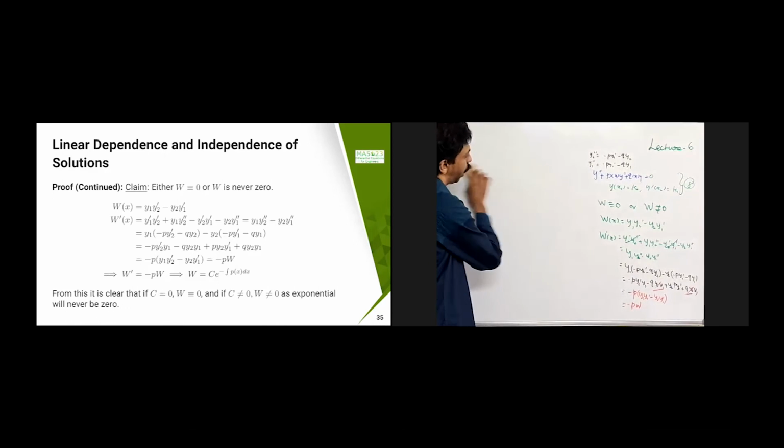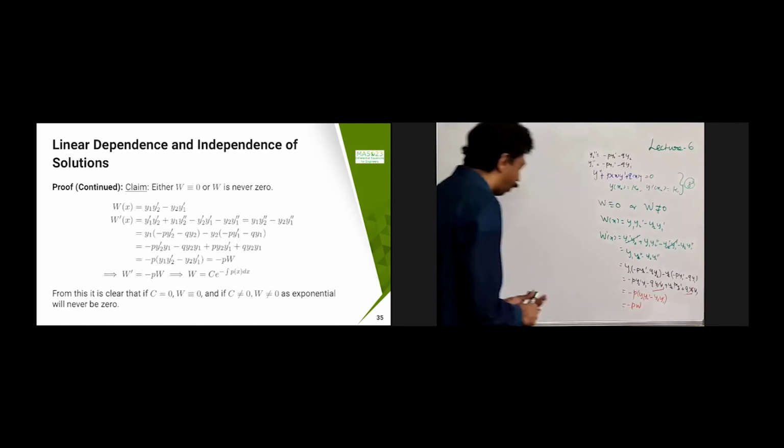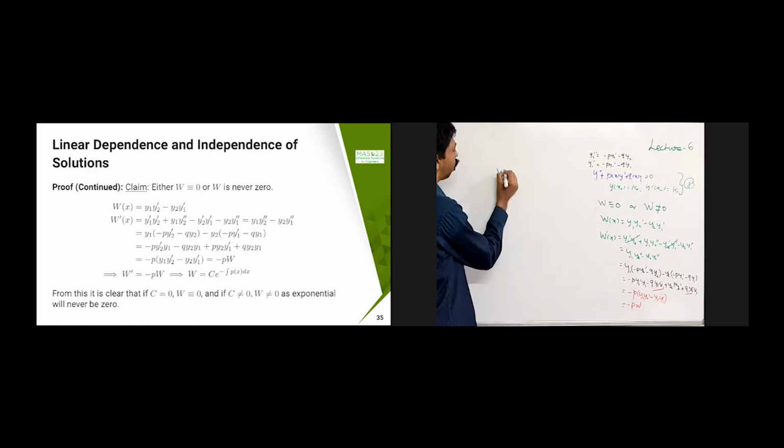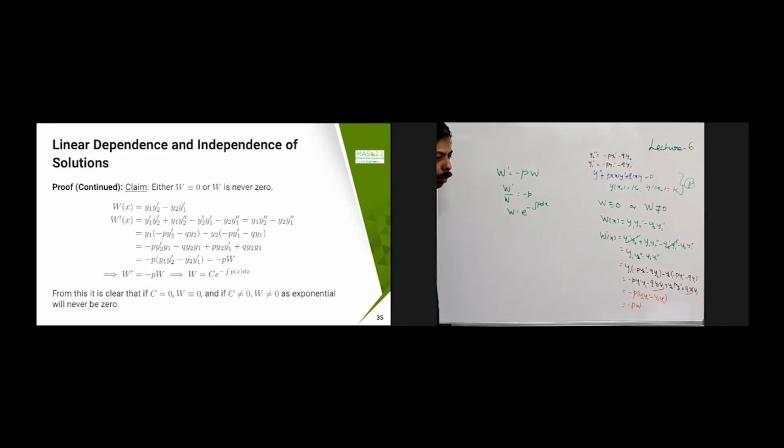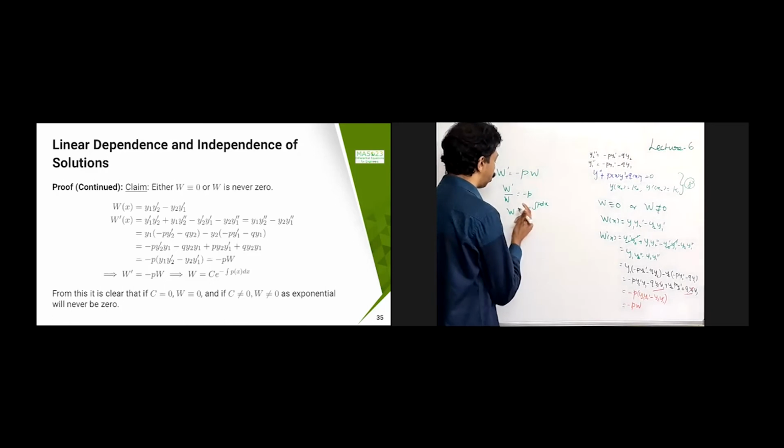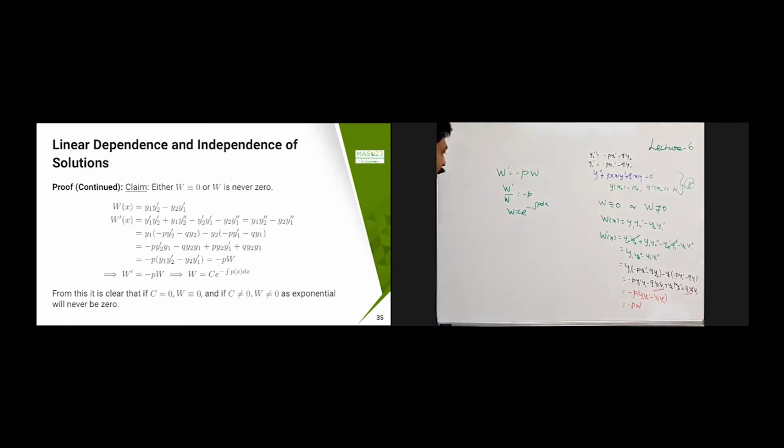So I am going to use that and convey something. W dash equal to minus pW. It is again an ordinary differential equation, some simple first order ODE. So you can just put W dash by W equal to minus p. Therefore, you can integrate on both sides, and you will find that W is equal to e power minus integral of p dx. So W is equal to some constant c into e power minus integral of p dx.